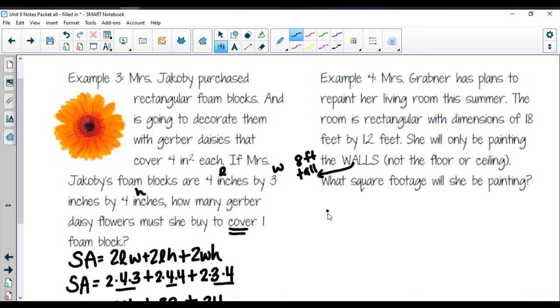So I'm going to actually draw this out because since we're only doing the walls, we have to take out some of our sides here. So my room is 18 feet by 12 feet and by 8 feet tall. So when I do this, I actually need to take out the top and the bottom because I'm not painting the ceiling or the floor here. So when I look at this bottom section, this blue area on the top and bottom, this is going to be removed. Now, if you remember, this is my length, this is my width, and this is my height.